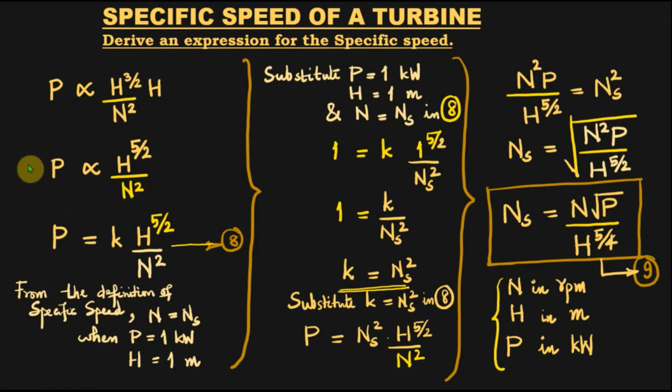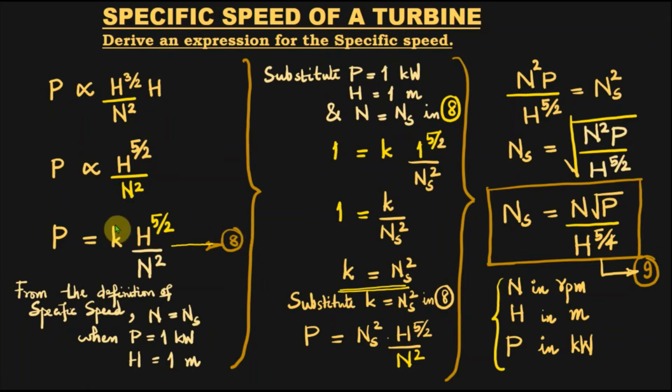This is a relation we were searching for, because now we got shaft power in terms of head and the speed. So now you convert this proportionality into an equality by introducing a constant. Let that constant be K. Therefore shaft power P is equal to a constant K into h raised to 5 by 2 divided by n square. Let it be equation number 8.